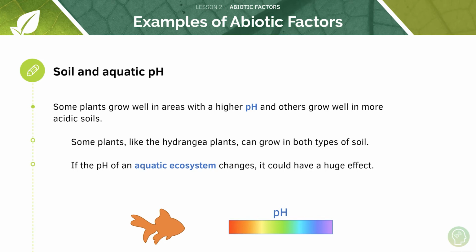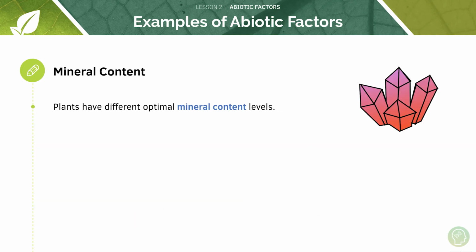Now, if the pH of an aquatic ecosystem changes, it could have a huge effect because of the wildlife within this aquatic ecosystem, because organisms have adapted to survive at different pH levels in the water. Now, mineral content is another abiotic factor. Plants have different optimal mineral content levels, so I'm sure you can see the pattern here. Different plants have different optimal mineral content levels, as is the case for most abiotic factors.